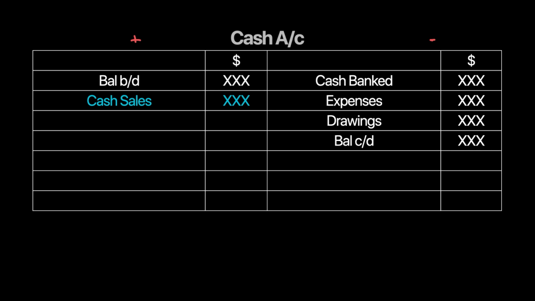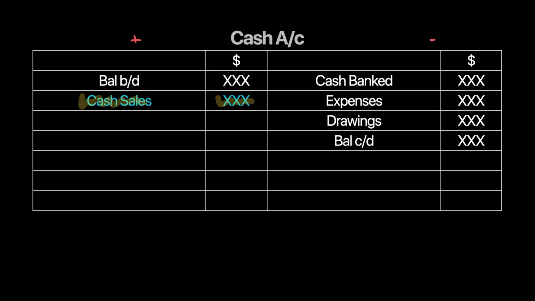Now, cash sales should be an inflow over here. So this figure, cash sales, again becomes an inflow. And as a result, it should go on the debit side of the cash account. And this is actually our missing figure as well. So let me highlight this again. That is my missing figure too.